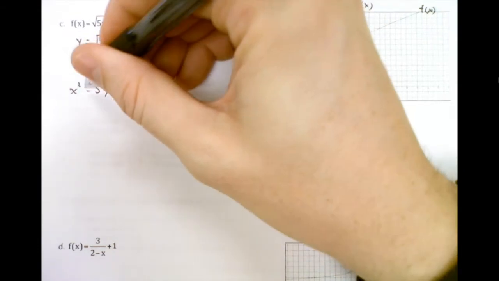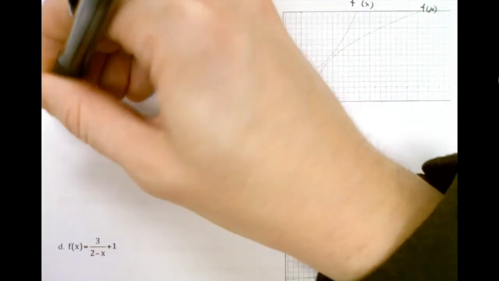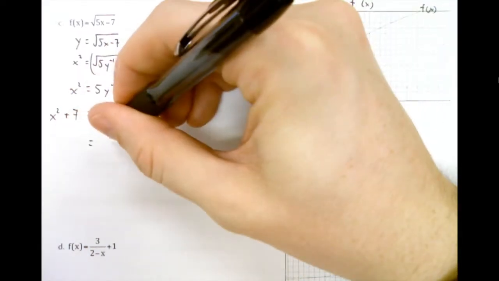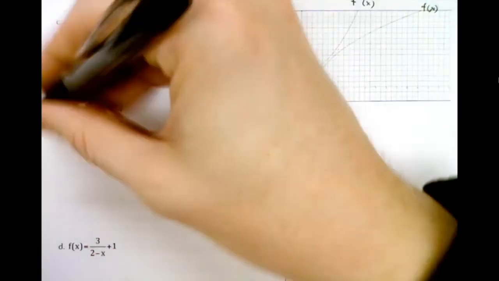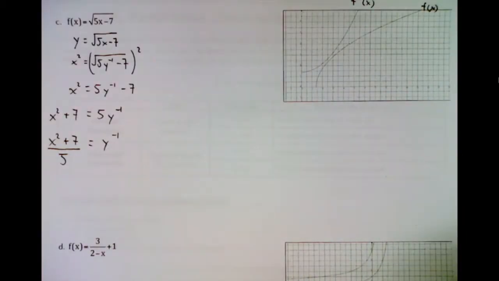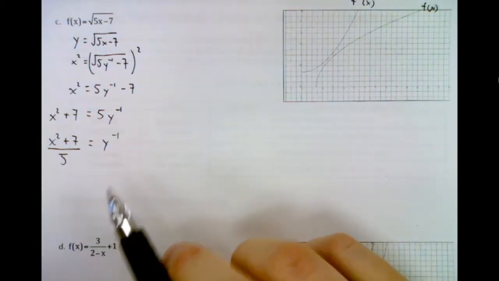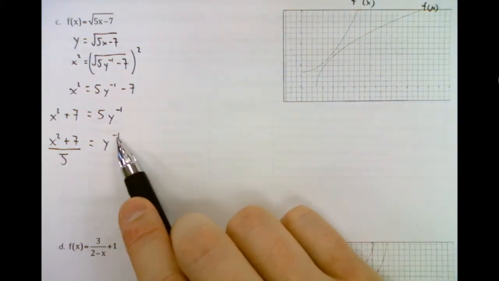And now I add 7 to both sides. We get x squared plus 7 equals 5 y inverse. And now if we divide both sides by 5, we get y inverse is x squared plus 7 over 5. And what we have here is a relation that's quadratic.